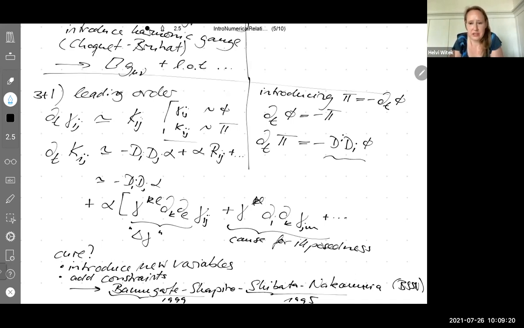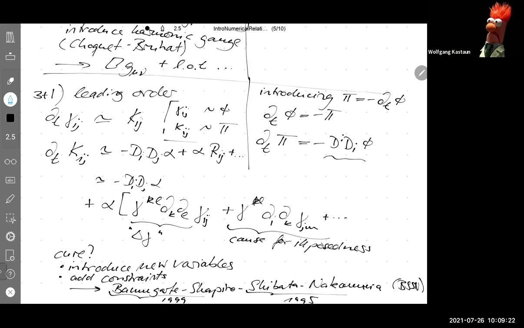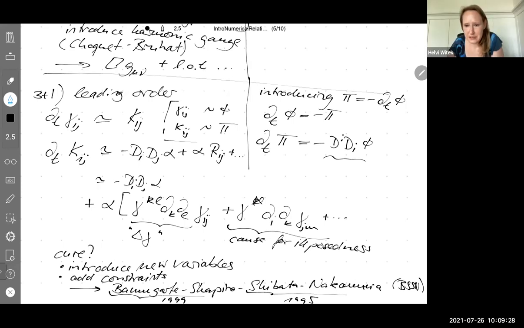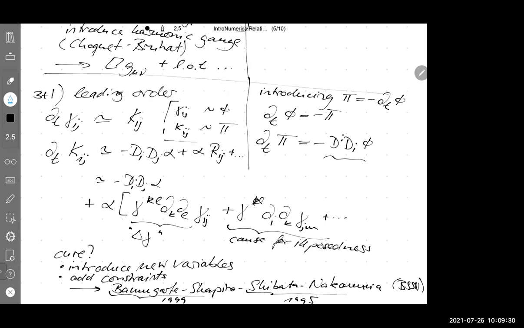Okay, and let me see, there's one question in the chat. It's not directly related to what you presented, but it's about evolution inside of anti-de Sitter spacetimes and how that limits the existence of the solution.